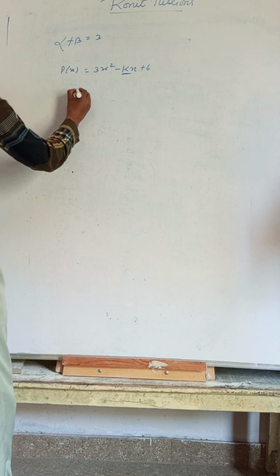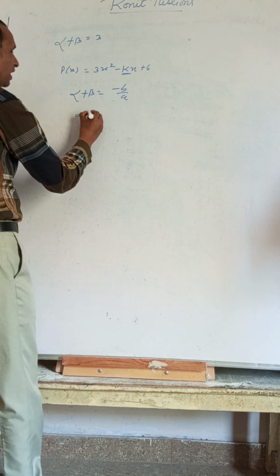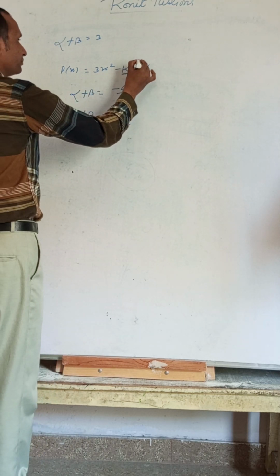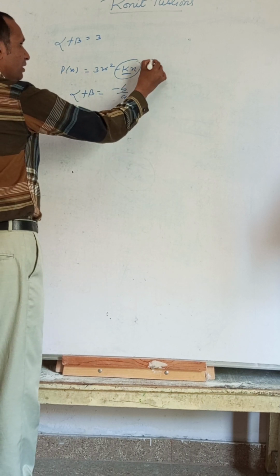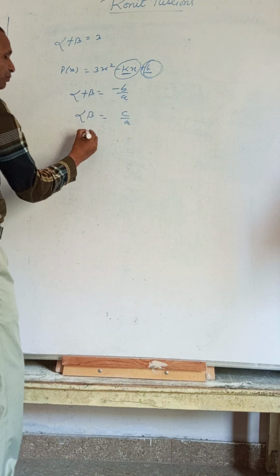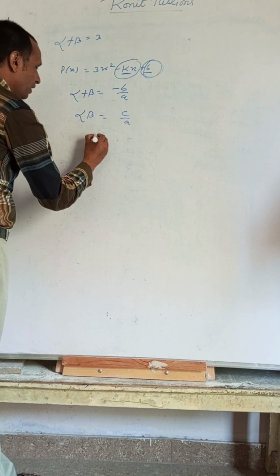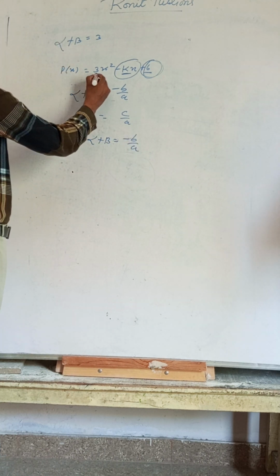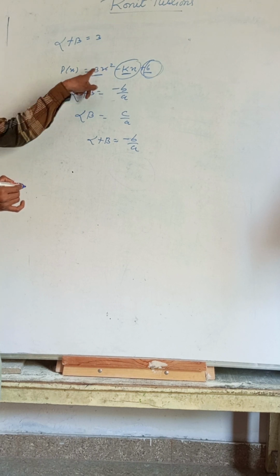You know alpha plus beta is equal to minus b by a, and alpha beta is equal to c by a. Alpha plus beta relates to the middle term, this one. This term is called alpha beta, the product of alpha and beta. We already know alpha plus beta is equal to 3, and alpha plus beta is equal to minus b by a. The coefficient of x square is called a.